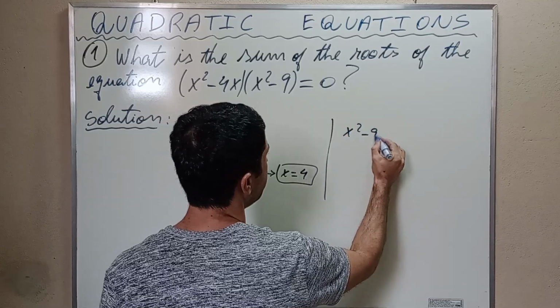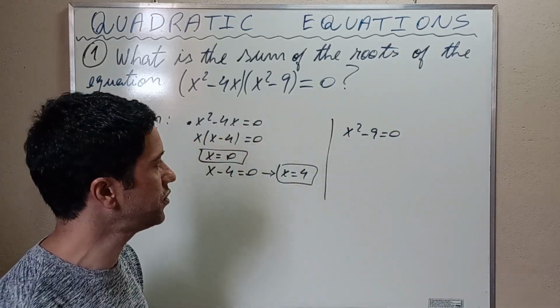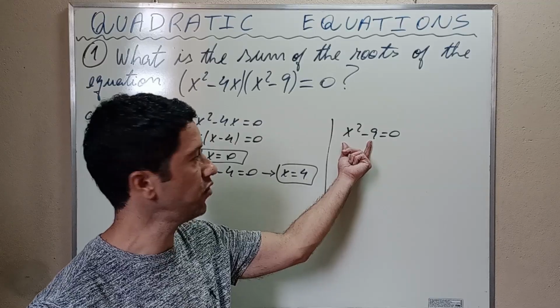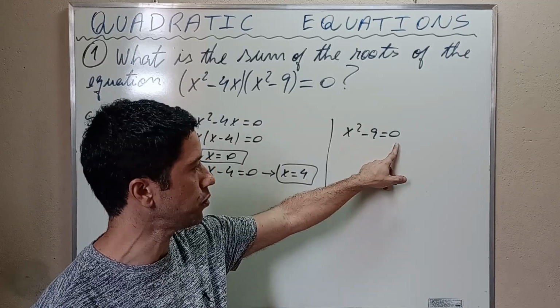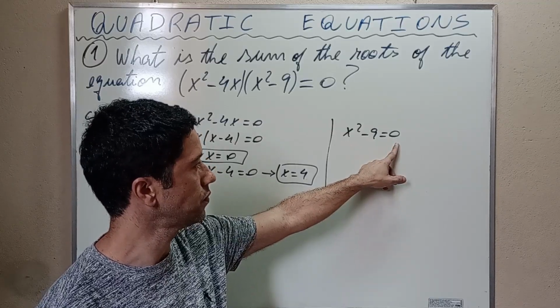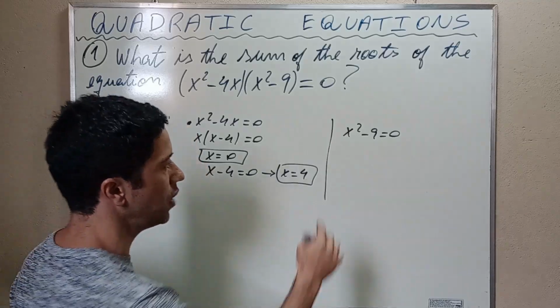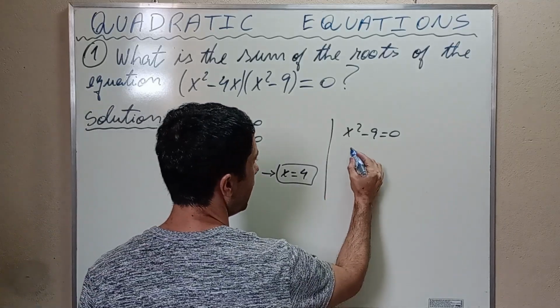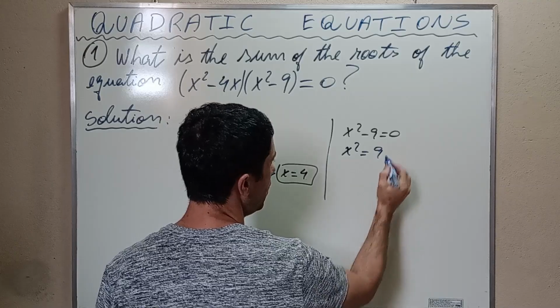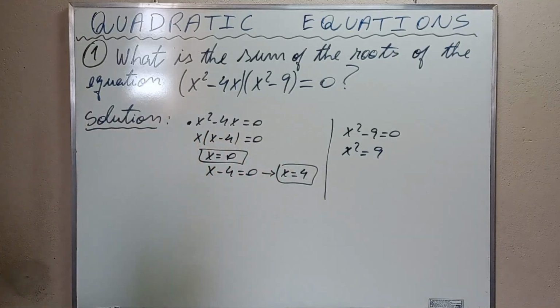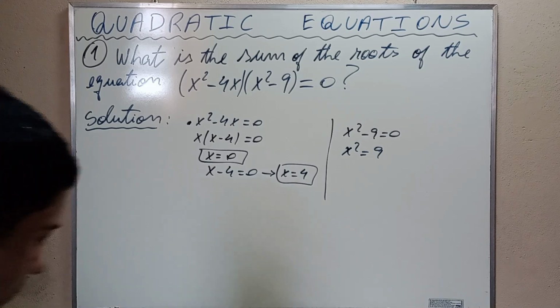X squared minus 9 equal to 0. We have something here, and this something is equal to 0. We can pass this 9 here. X squared is equal to 9. Now, it is not equal to 0 anymore. X squared is equal to 9. We have two values for which this statement is true.